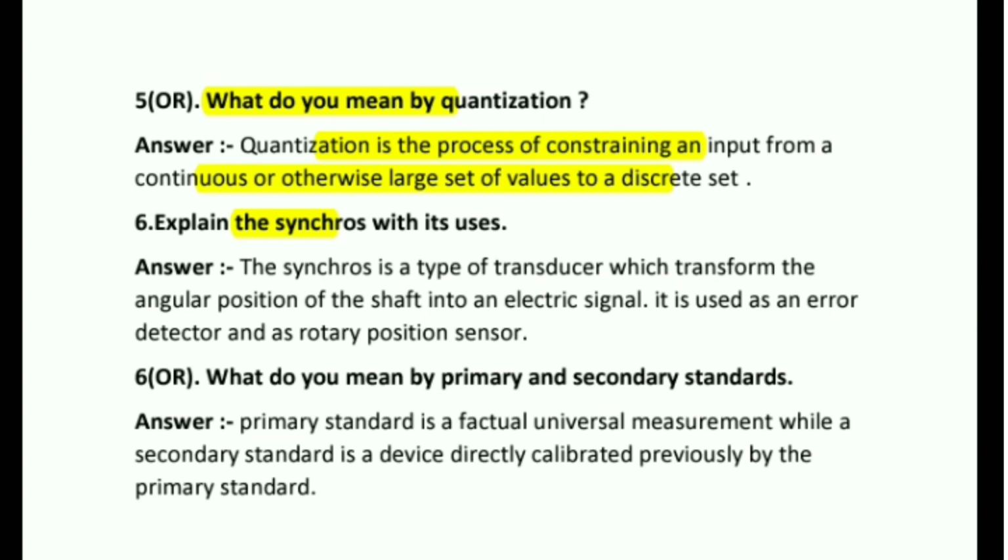The last question is, what do you mean by primary and secondary standards? A primary standard is a factual universal measurement, while a secondary standard is one directly calibrated previously by the primary standard. Thank you.